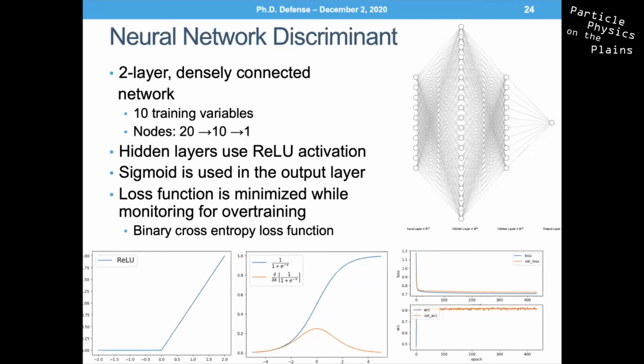And then while we're training, we monitor the loss to make sure there's no overtraining occurring. So this is shown in the bottom right. If you look at the top panel of the bottom right, you can see our training loss and our validation loss are converging simultaneously. So it doesn't look like there's any overtraining occurring here. So we're confident that this network should generalize well.